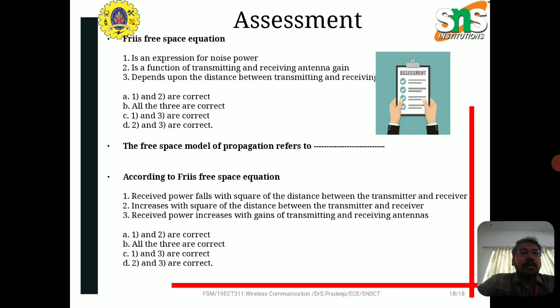A free space model of propagation refers to... According to the free space equation, the received power falls with the square of the distance between the transmitter and receiver, increases with the square of the distance between the transmitter and receiver, and received power increases with gain of transmitting and receiving antenna. The answer is 1 and 3 are correct.